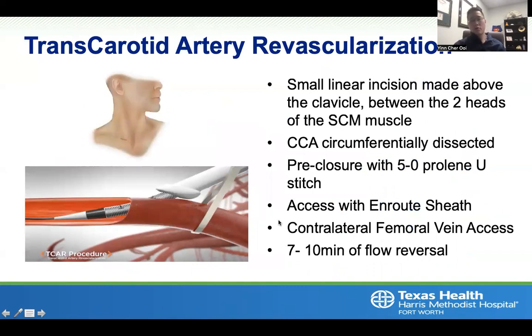Transcarotid artery revascularization is done through a small linear incision made above the clavicle between the two heads of the sternocleidomastoid, typically about a 2-centimeter incision. Dissect down the avascular plane to the common carotid artery, which is circumferentially dissected. A pre-closure with a U-stitch is placed, and the artery is accessed with the en route sheath. And this is followed by contralateral femoral vein access.